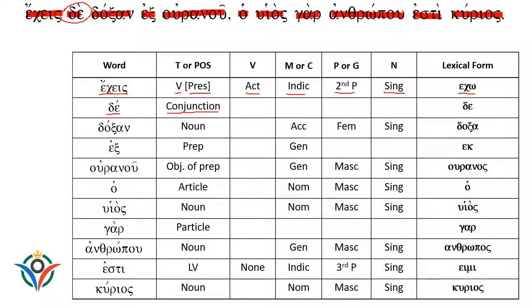Then we have doxan, which is a noun. It's accusative feminine singular from doxa. All right, so because we've learned the word doxa, it follows the alpha-iota pattern, and because this is the accusative case, it's going to have the alpha pattern. Then we have ex, which is a preposition that takes its object in the genitive case.